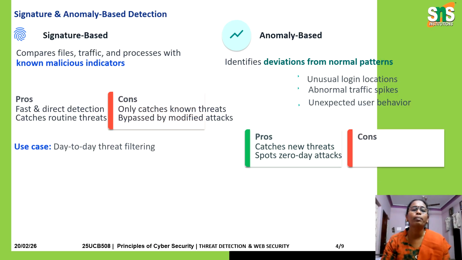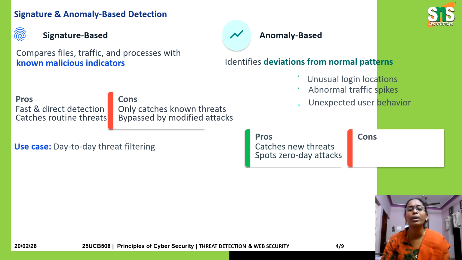Now we compare signature based and anomaly based detection. The signature based method compares files, traffic and processes with known malicious indicators. Say, for example, somebody who is not an attacker or unauthorized person may still access unauthorized data. The pattern of accessing the data is unusual compared with the regular pattern. This comparison is done in signature based detection.